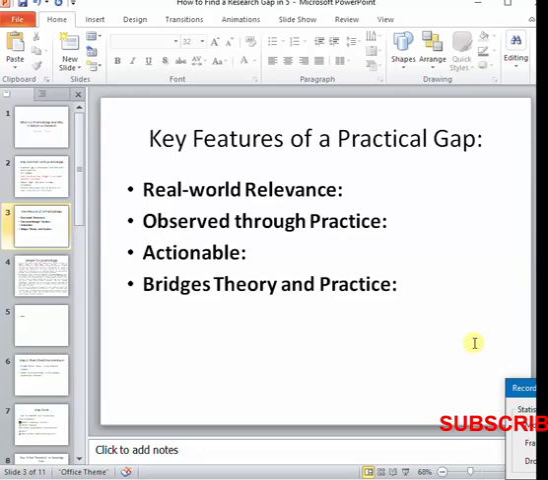And also this practical gap is actionable. Actionable means research that addresses a practical gap usually provides solutions, improvement strategies, and recommendations that can solve or minimize the real world problem. And also this practical gap serves as a bridge between theory and practice.